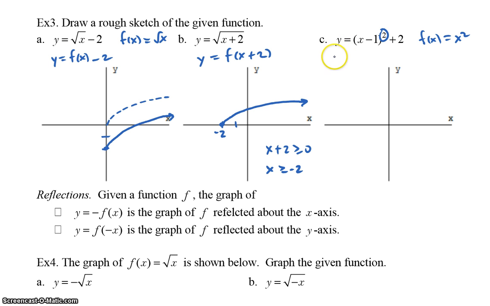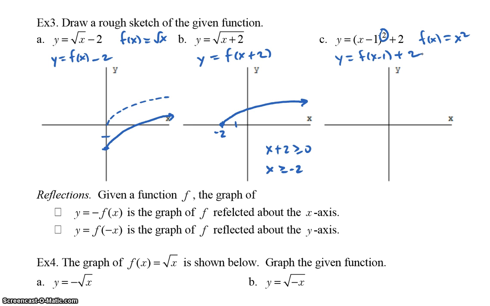Our equation could therefore be written as y equals f of x minus 1 plus 2. So there are actually two transformations being applied to our parabola. The plus 2 is going to shift the parabola 2 units up. The minus 1, which occurs inside the function, being subtracted from x and not from f of x, will shift the graph to the right 1 unit.